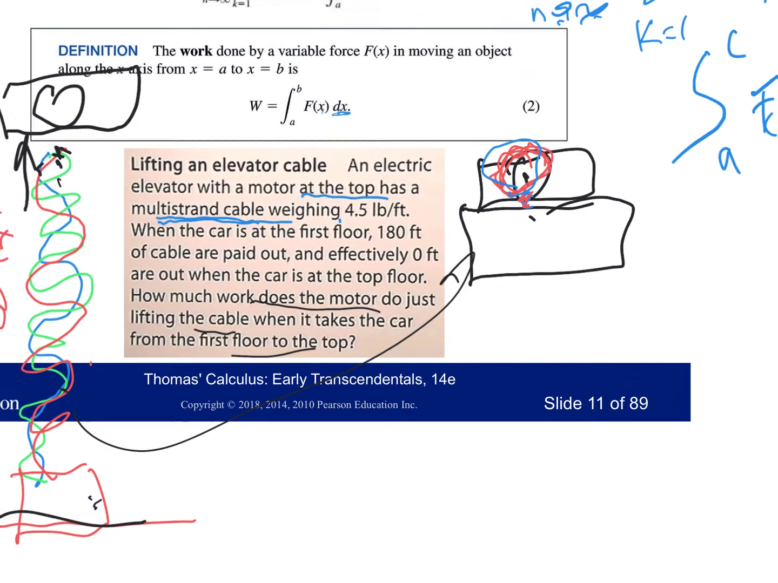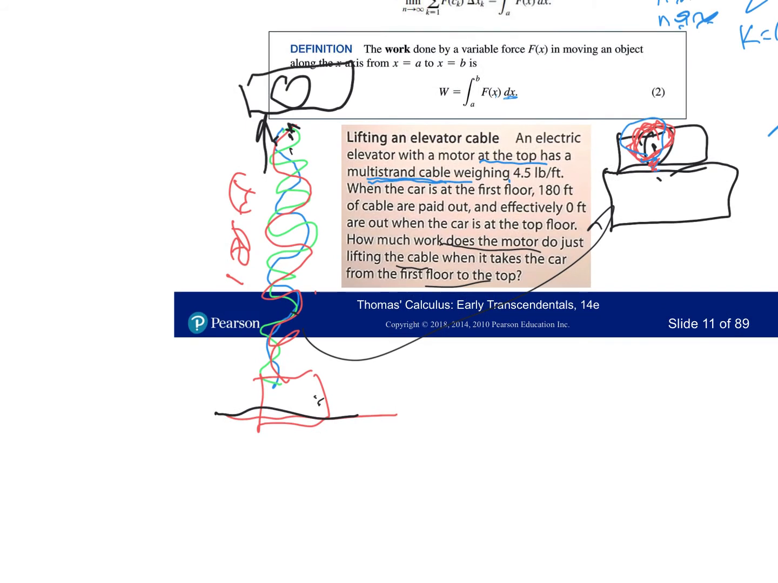So this is variable. Why is it variable? It takes more work to lift long cable. If you lift the elevator half up, it takes less work to lift the cable. There's less cable, which is not as heavy as 180 feet. Right now, we have 180 feet, and each foot weighs 4.5 pounds. So that's a lot of cable. But if you're at 90 feet at 4.5, that force is a lot less. Okay?